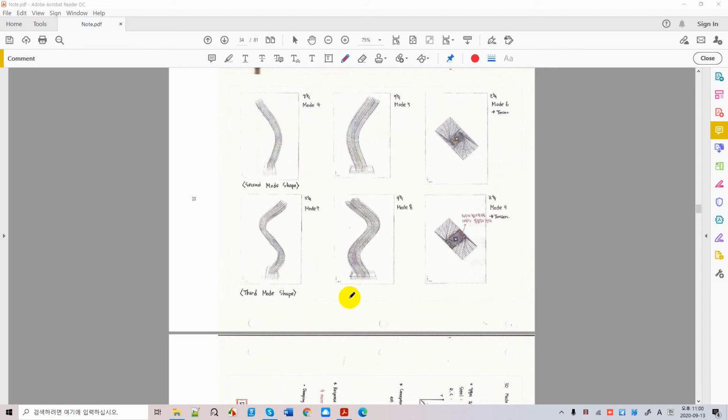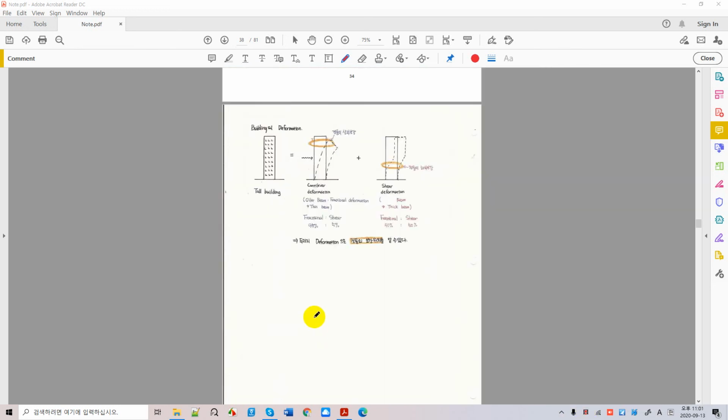Okay. I want to go through this building behavior in terms of deformations a little bit before we stop the lecture today. The tall building has two types of deformations, here and here. This is the most common type of deformation that you will see with a tall building.